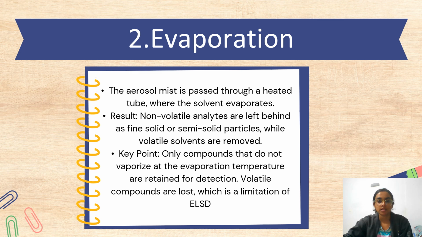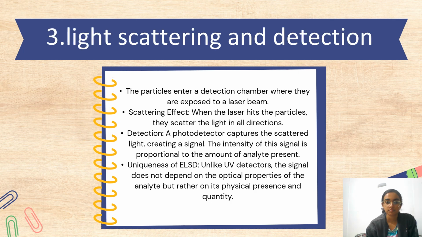Second part is evaporation. The aerosol mist is passed through a heated tube where the solvent evaporates. This results in non-volatile analytes being left behind as fine solid or semi-solid particles, while volatile solvents are removed. An important point is that only compounds that do not vaporize at the evaporation temperature are retained for detection. Volatile compounds are lost, which is a limitation of ELSD.